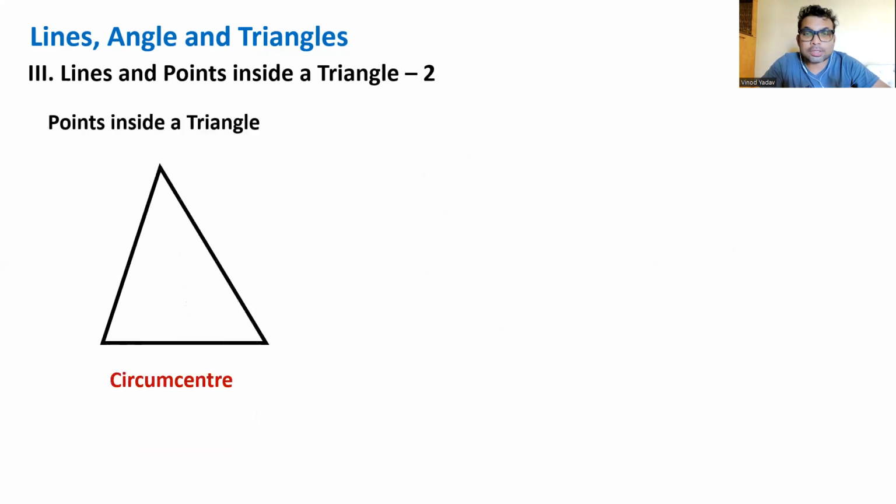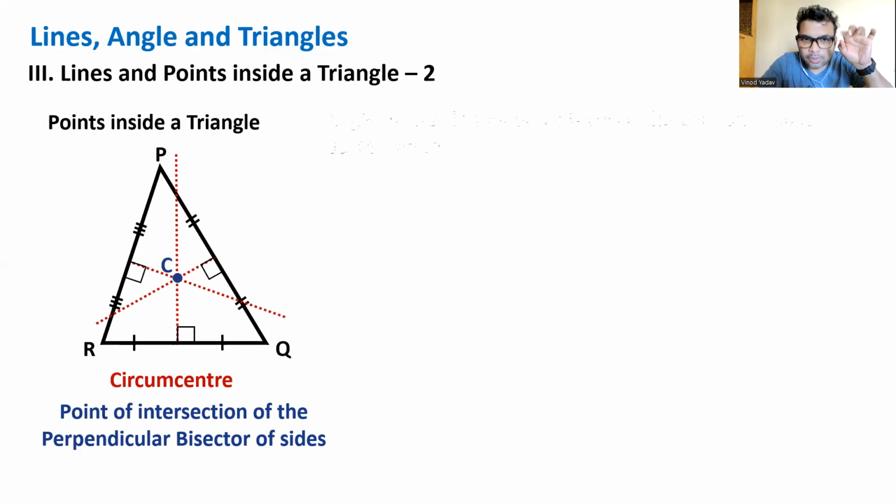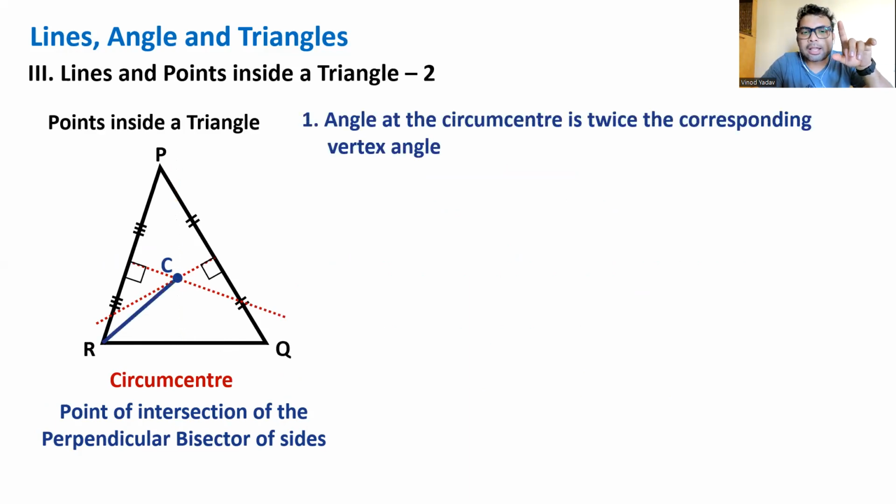Finally, the last one, circumcenter. Yes. Point of intersection of all the perpendicular bisectors. This is the first one, second one. So they met at that point. That is nothing but the circumcenter. Okay, first point, angle at circumcenter is twice the corresponding vertical angle. This you will understand clearly in circles. There is something called the inscribed angle theorem. From that this comes. So RCQ is double of RPQ.